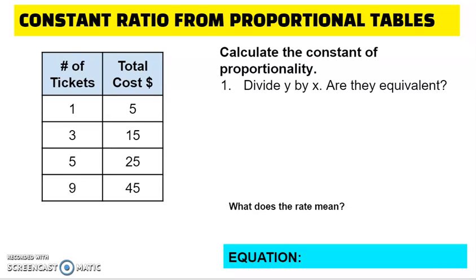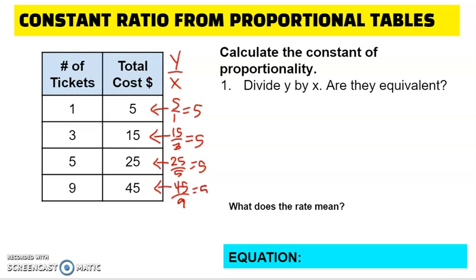So in tables, this tells me cost of tickets, right? So I'm going to find that constant ratio, y divided by x, and make sure that it's the same. 5 divided by 1 is 5. 15 divided by 3 is 5. 25 divided by 5 is 5. Yay, I love when it's proportional because that's all I have to do.